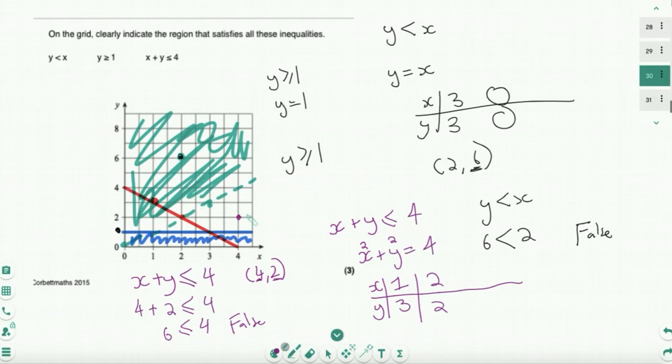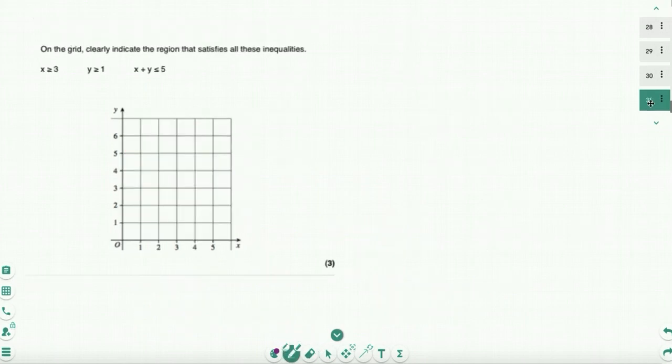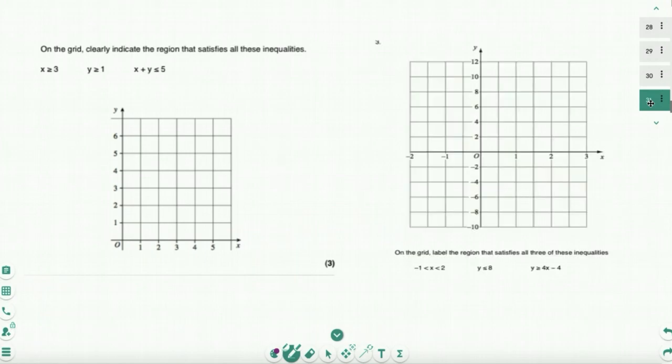So we're going to shade everything above this red line, and we're left with this tiny region over here. And that's our answer, okay? So on the next page, you can practice this one. You can give it a pause and give it a try, right?